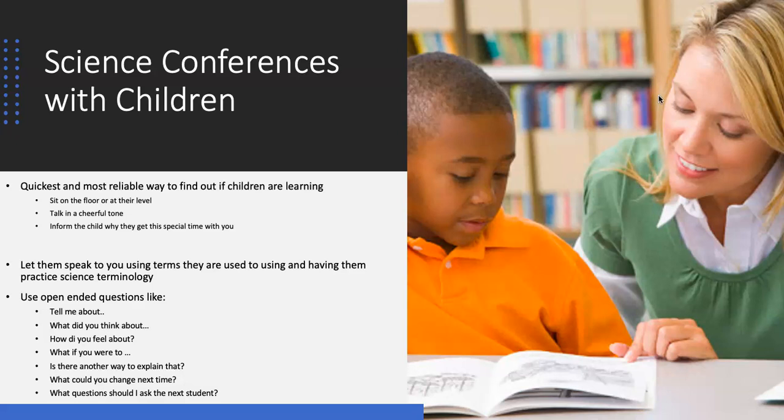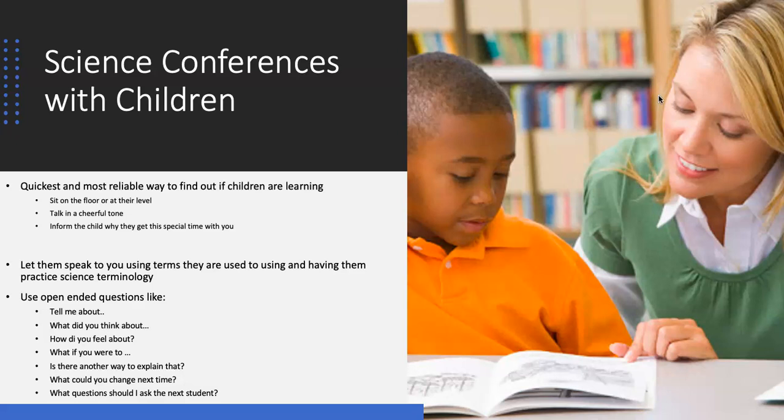So what you need to do is you need to sit at their level. If that means sitting on the floor with them or at their desk, please talk in a cheerful tone. I think a lot of students think when they're getting individualized attention by a teacher, it means that they're struggling or they're in trouble. And inform the child while they get the special time with you. You can tell them, I am so excited that we are learning about the properties of light, and I want to hear everything you know about the properties of light today.